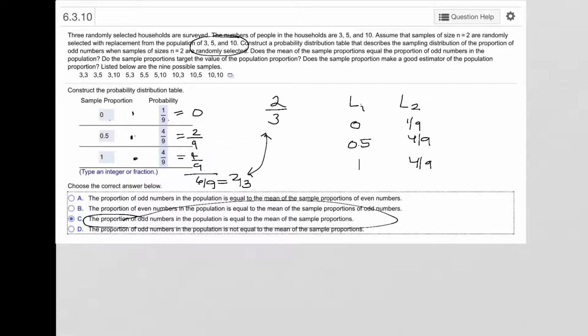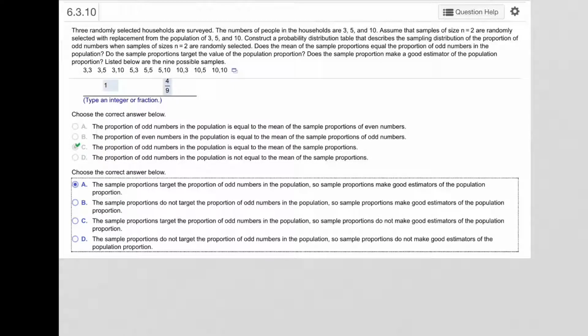We have one more question, and that is which is correct, and it's that the sample proportions target the proportion of odd numbers in the population. So sample proportions make good estimators of the population proportion. So they came out the same, so we would say that sample proportions are good estimators of the population proportion. And that is the end of that problem.